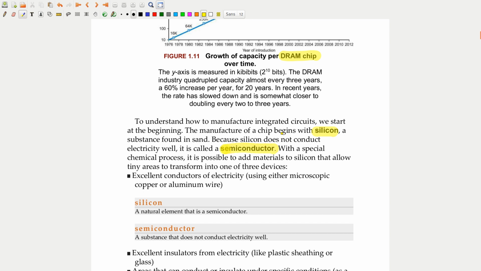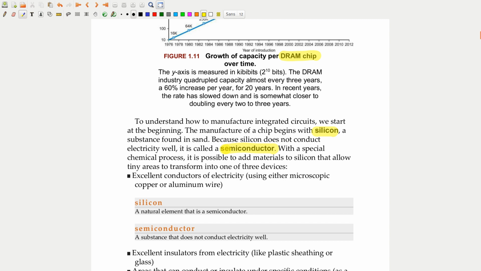So here's a fun fact. Can anyone tell me how we would define a semiconductor? It says that it doesn't conduct electricity well, but if we're going to more rigidly define what a semiconductor is, how would we go about doing this? Can anyone answer that or have any ideas?